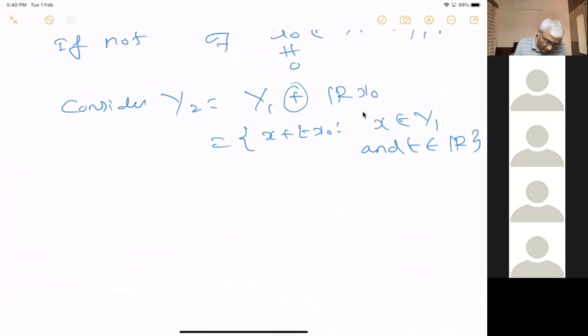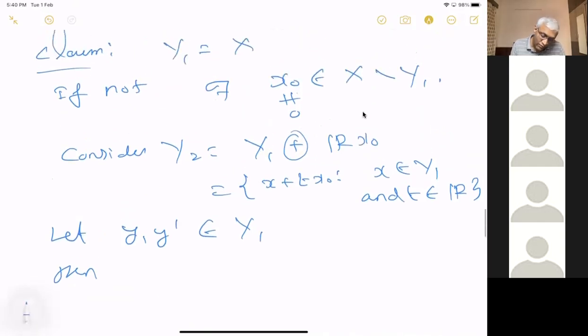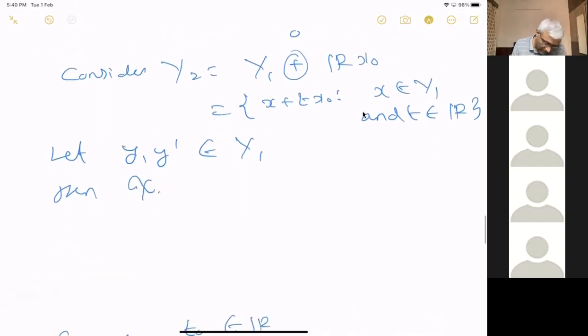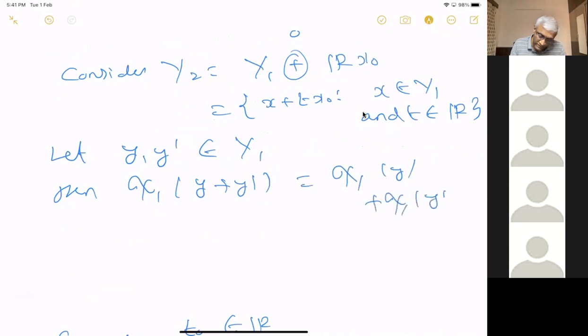We have, so suppose let y prime be in y1. Okay. Then chi, I called it chi1, right? Then chi1 of y plus y prime is equal to chi1 of y plus chi1 of y prime, of course, because that's linear. And this is less than or equal to p of y plus y prime. Okay.